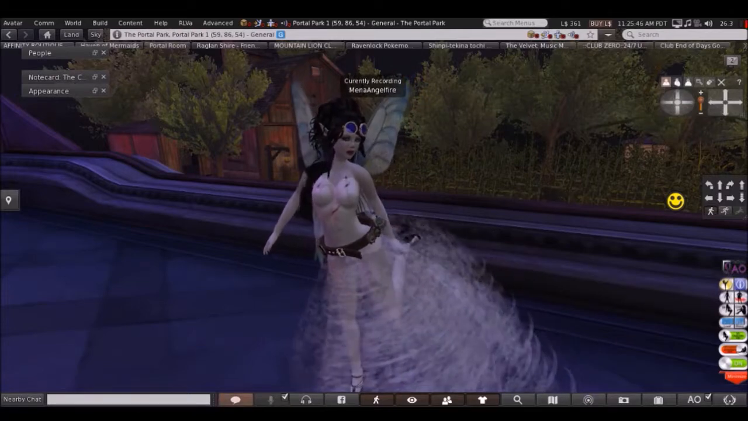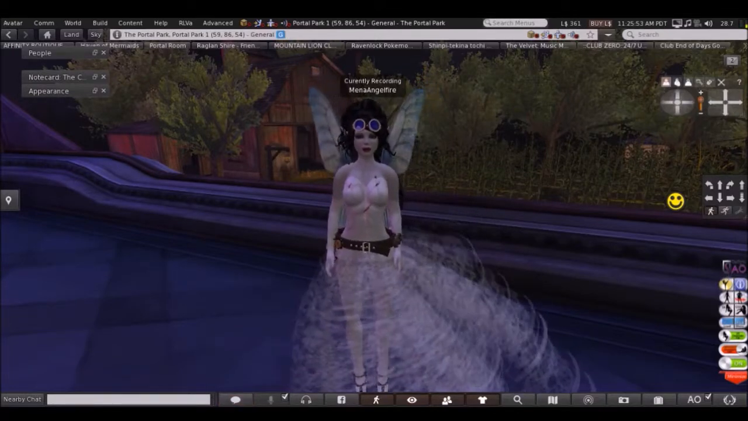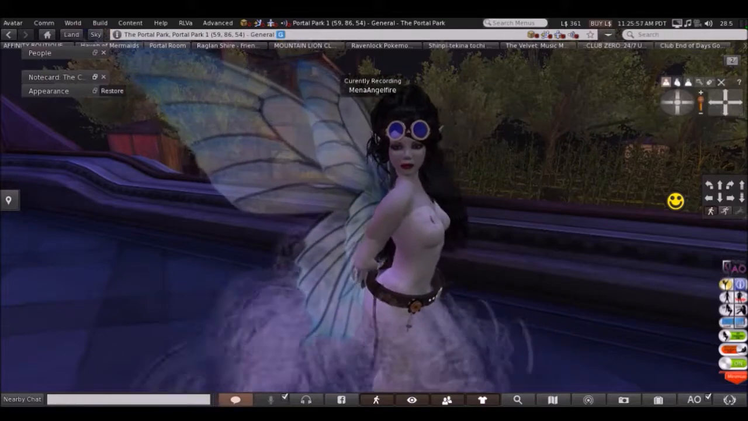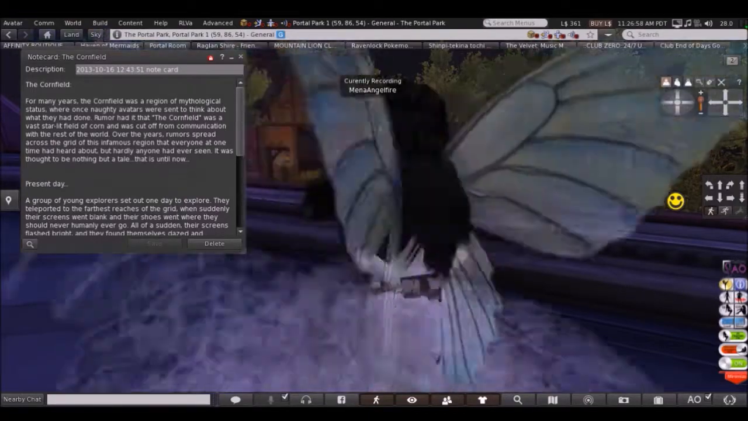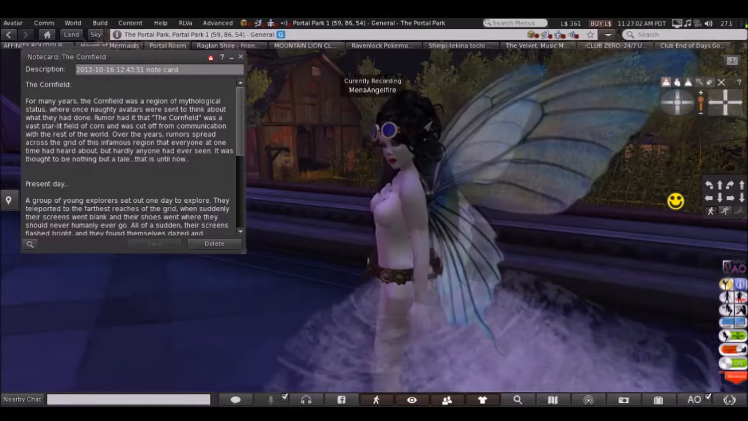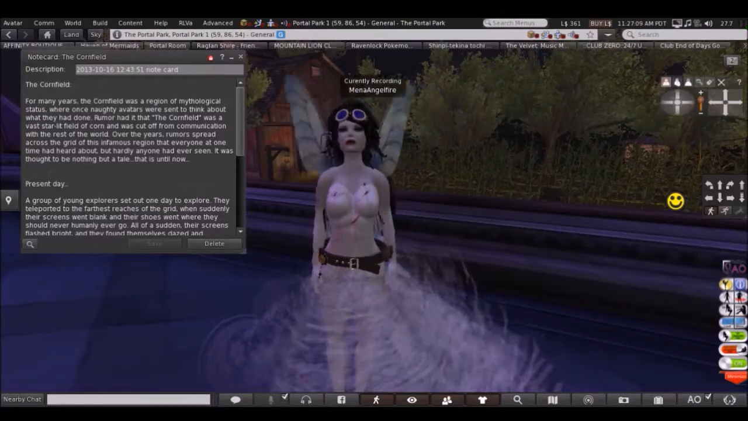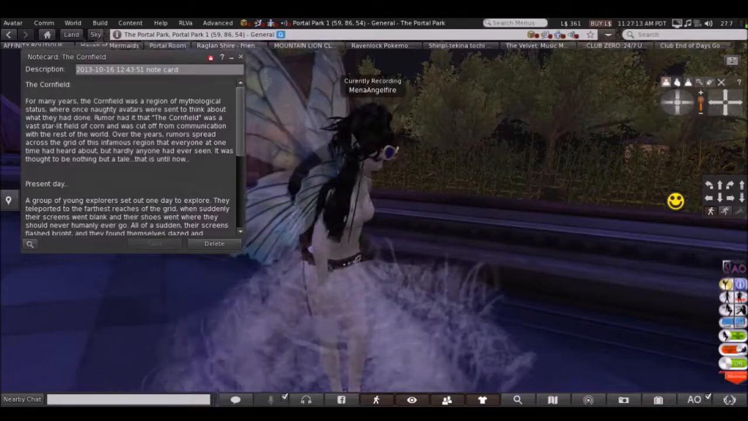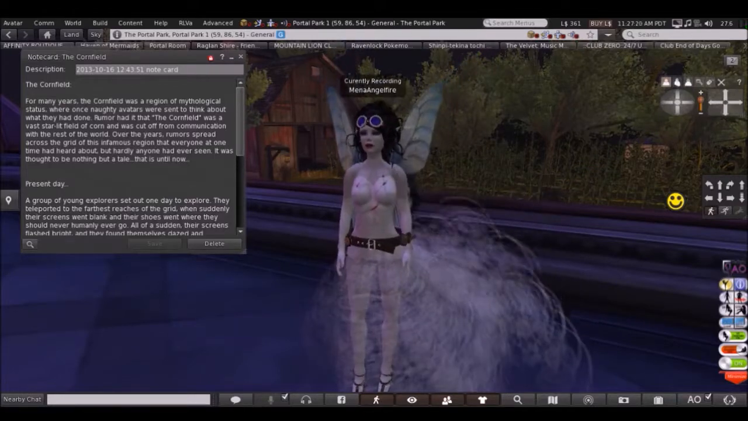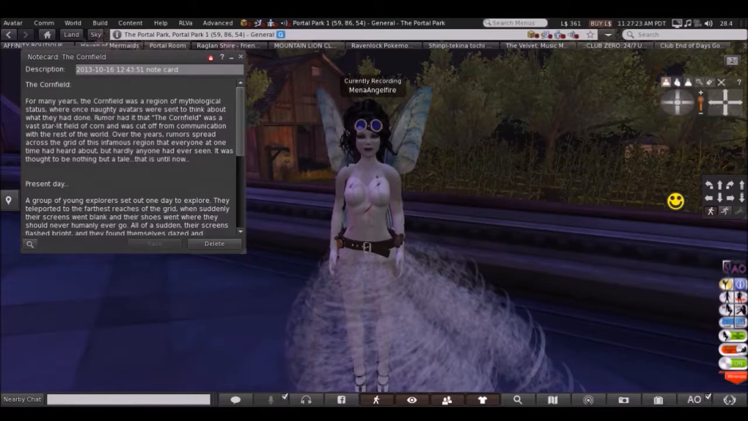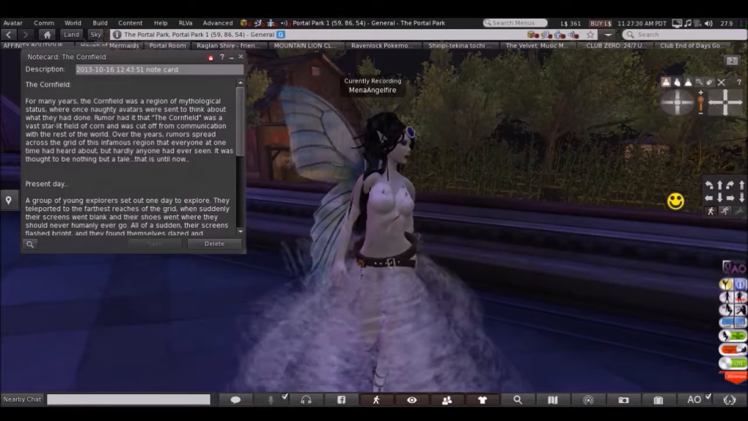But before we get into the activity proper, there's a note card that we all get when we head in this direction. Before we go in, I will read the story they have on the cornfield. For many years, the cornfield was a region of mythological status where once doughty avatars were sent to think about what they had done. Rumor had it that the cornfield was a vast starlit field of corn and was cut off from communication with the rest of the world.